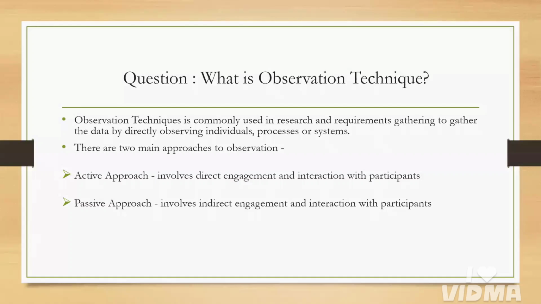So there are two types in these observation techniques also, active and passive. Active is directly involving, a direct interaction with the participants, whereas passive is where whatever interactions we want to do, it involves indirectly. Okay, so this is what the observation techniques are.